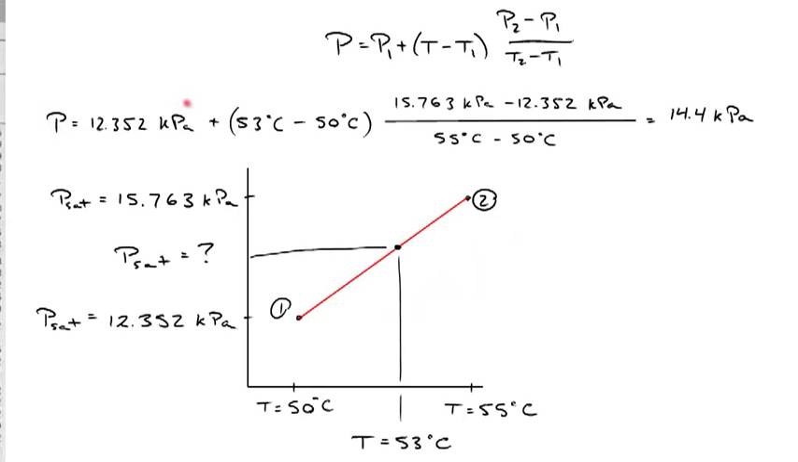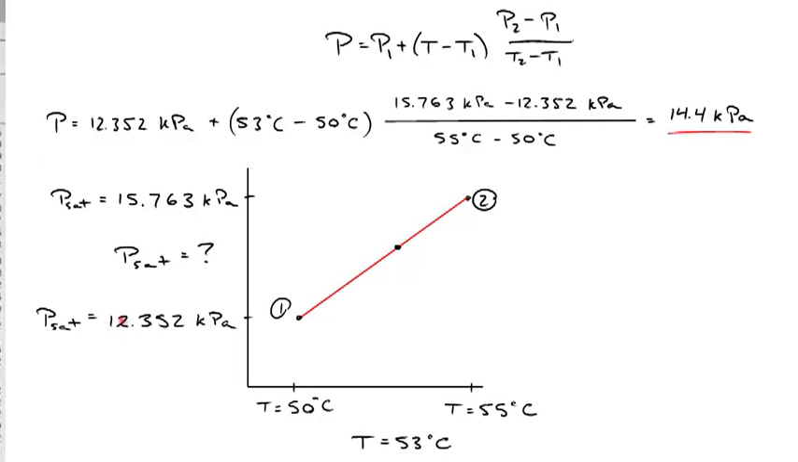When I plug in numbers, I get a pressure of 14.4 kilopascal, which is between, and it's a good check that I did it right, between 12.35 and 15.8 kilopascal. And now this assumes that there's a linear dependence between point 1 and point 2. And I'll show you that that's not rigorously correct, but that's the best we can do at the moment.